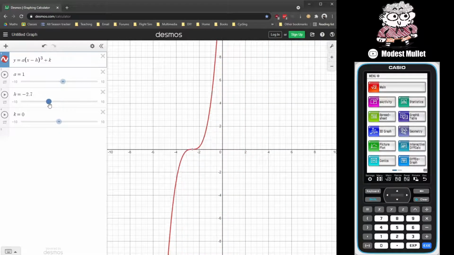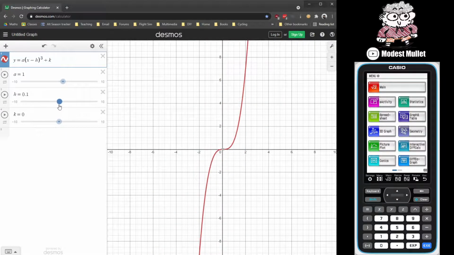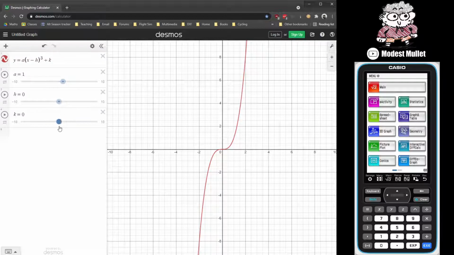As I make H negative, it comes down here. And the key thing to remember, like all those other functions, is we've actually got X minus H. So if I was putting negative 5 in there, it'll appear as X plus 5, so we're inverting the sign. But we get that same pattern. As we change H, it translates the graph left or right.